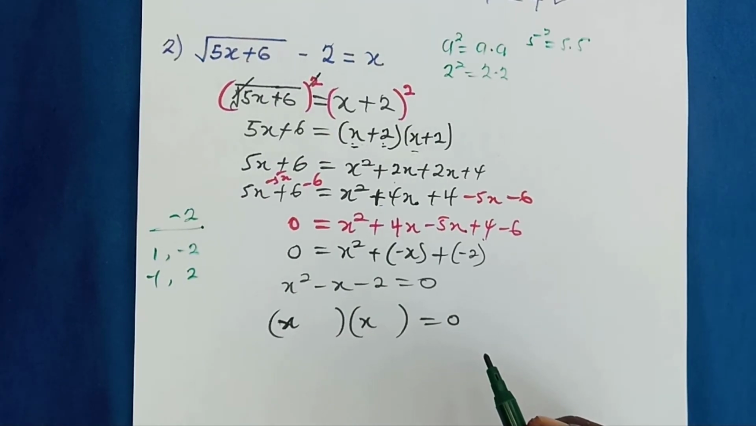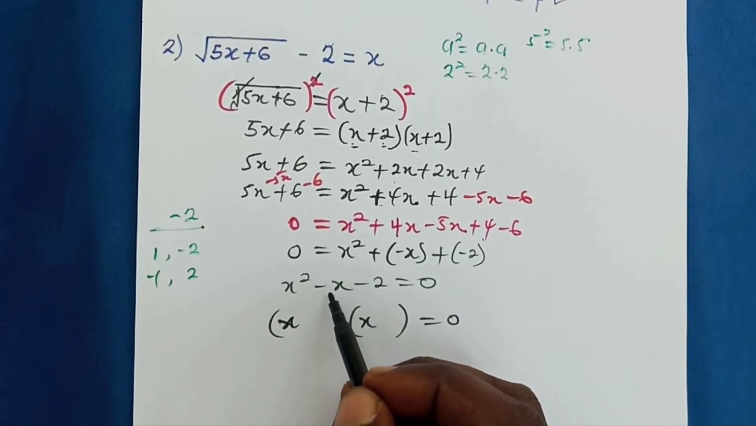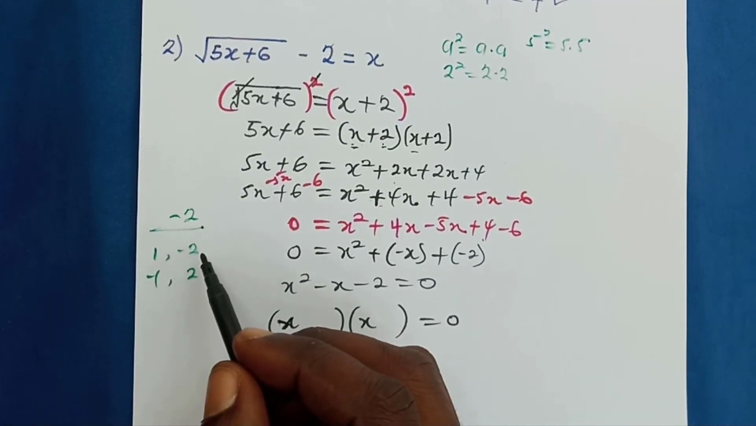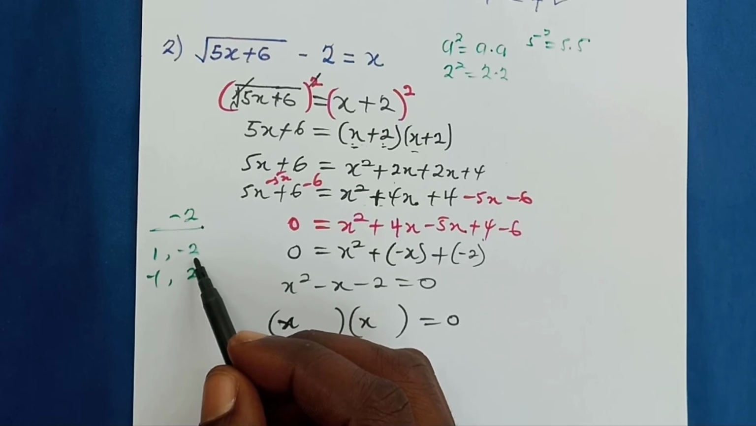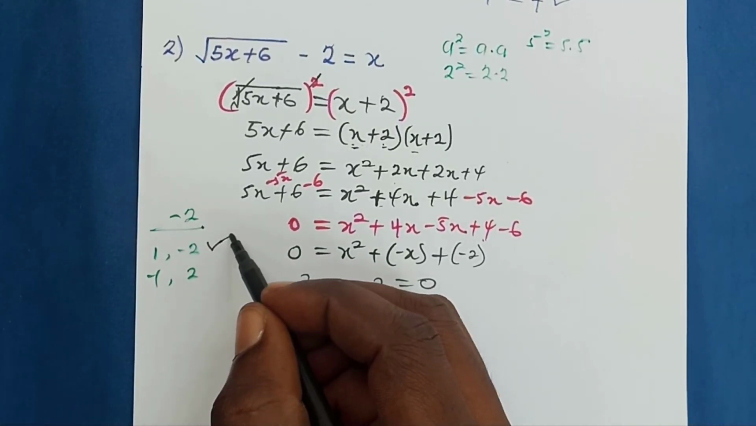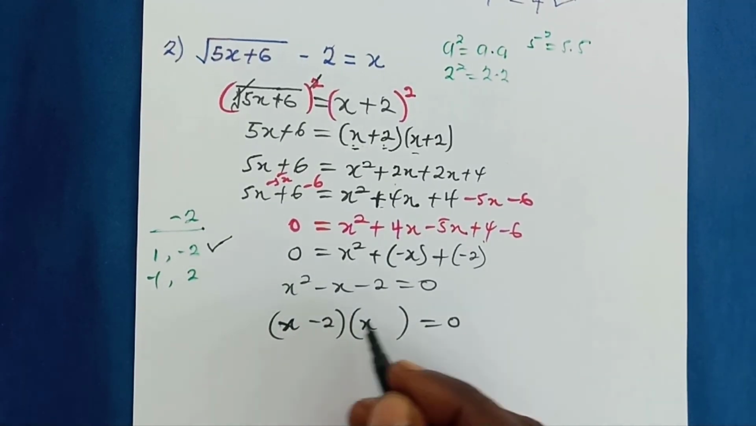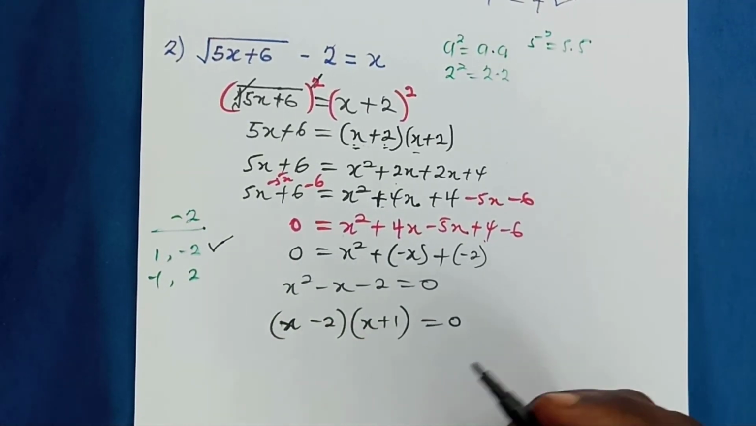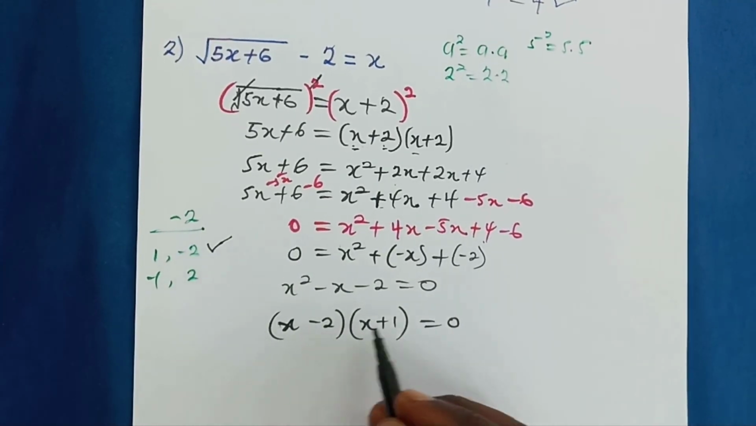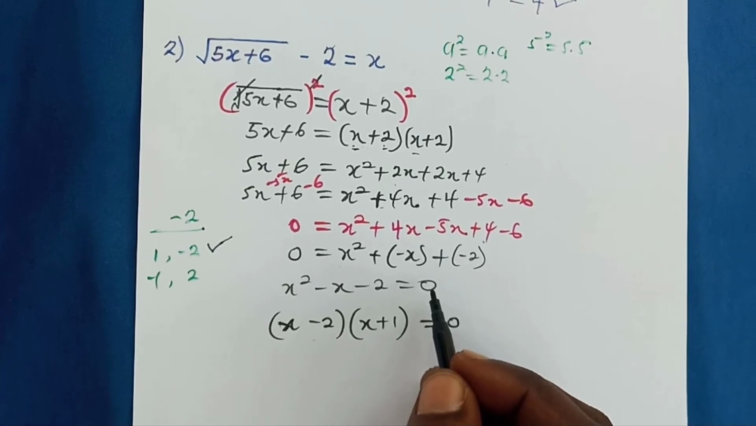Alright, so let's pick this one and see whether if we add, we are going to get negative 1, which is the coefficient of this x. 1 plus negative 2, will it give you negative 1? Yes. So you're going to work with these two factors. Put negative 2 and positive 1 over here. It doesn't matter. You can bring plus 1 here, minus 2 here. If you expand this, you get back this equation.